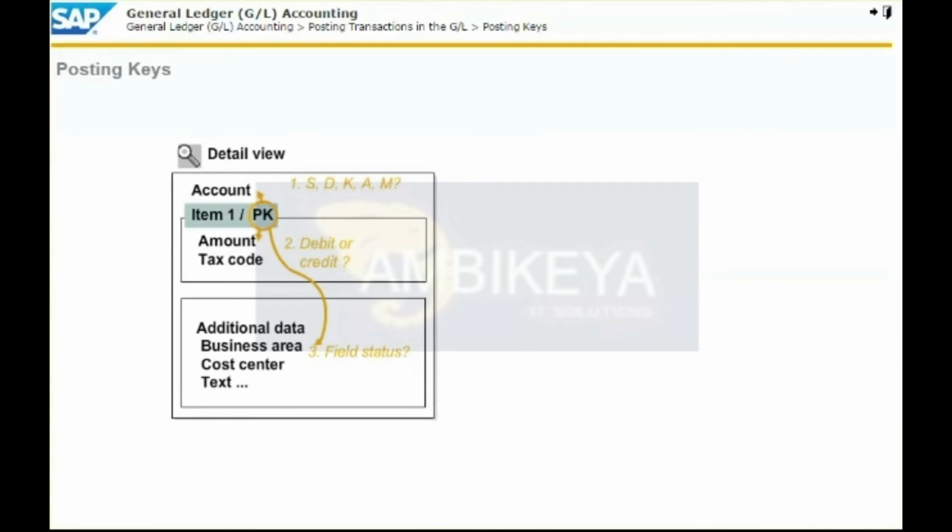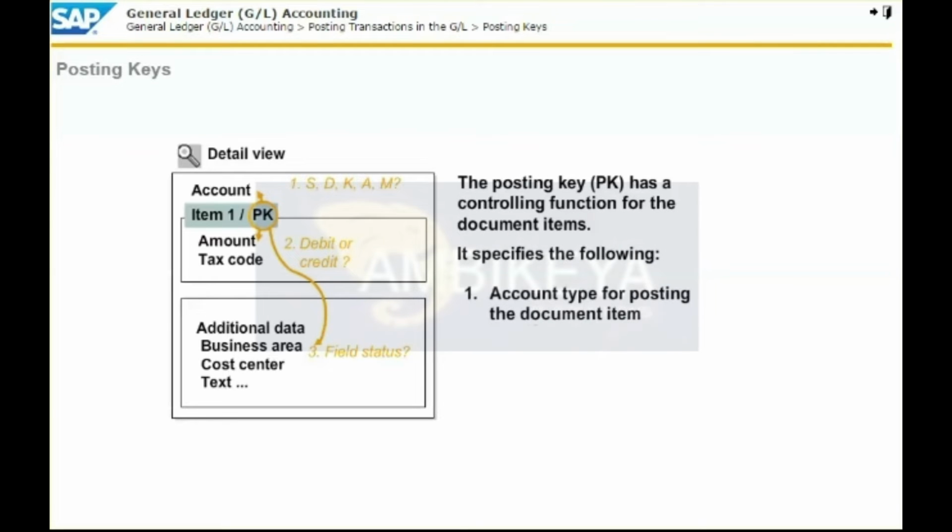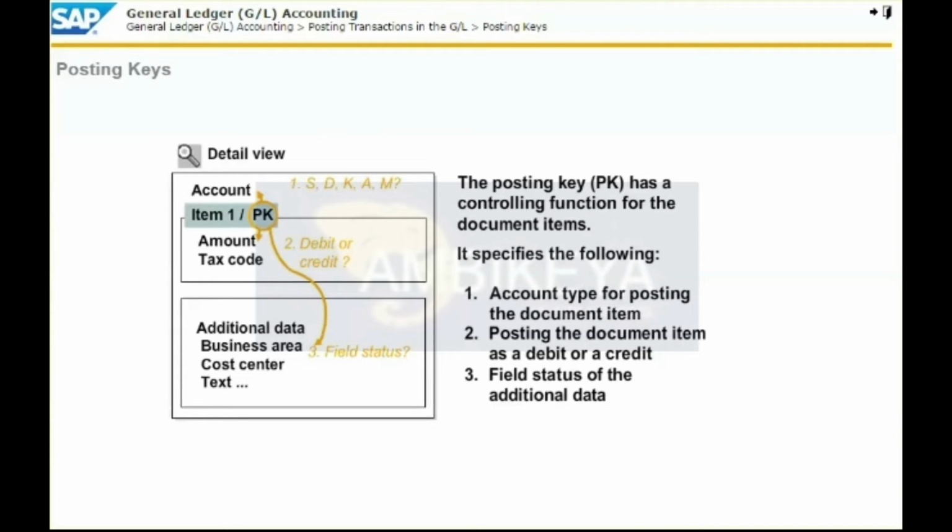Each line item contains exactly one posting key. This instrument is used for internal control and is entered in the complex posting screen to tell the system which account type is being posted to and whether the line item is a debit or credit posting. In the Enjoy transaction, you no longer need to enter the posting key. Instead, debit or D represents posting key 40 and credit or C represents posting key 50. These posting keys appear in the document and their control functions are still relevant.